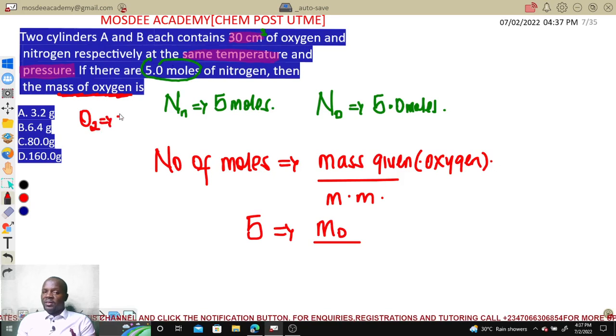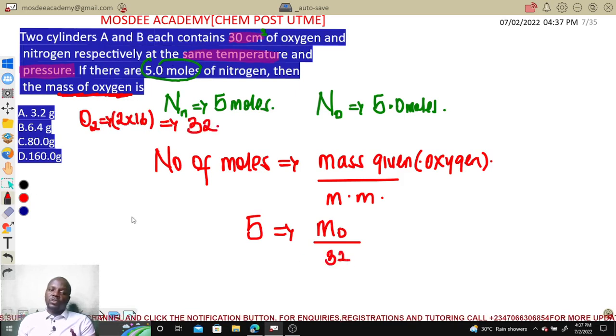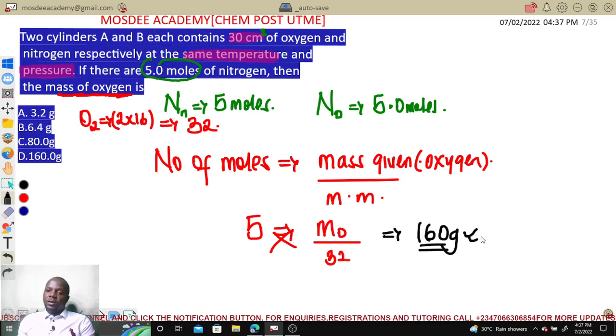16 twos are 32. You remember? Very good. You multiply 2 times 16, you're going to have 32. So on simplification, you cross multiply, and you're going to have your answer. That is 32 times 5, 160, as the mass of oxygen. So D is correct for this one. We can also move to the next question.